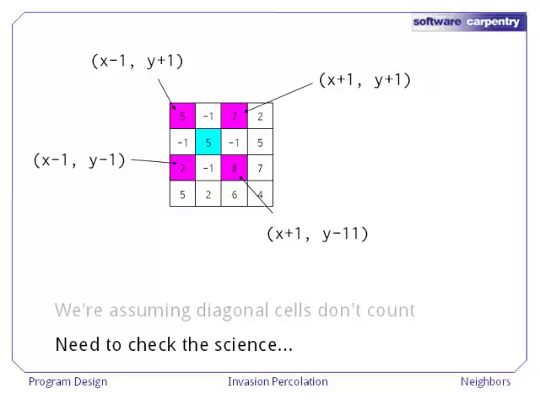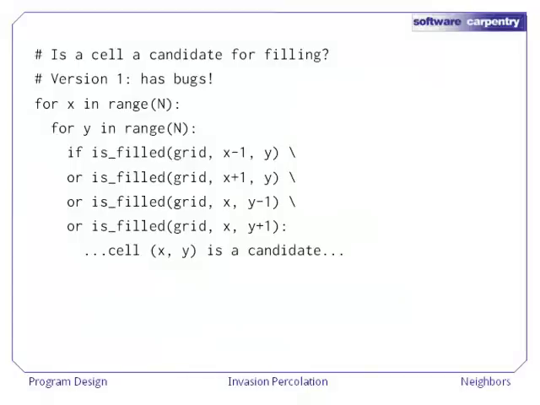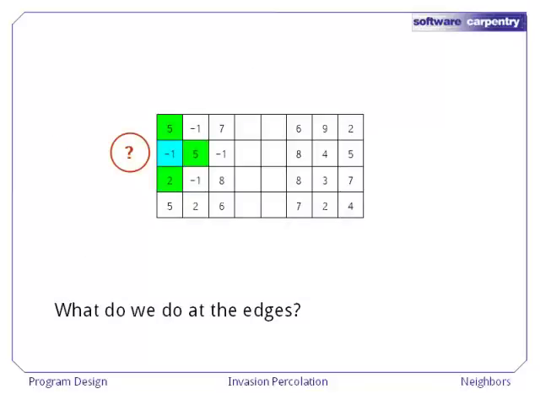Here's a piece of code that tests to see whether a cell is a candidate for being filled in. This version is buggy. For x in range n, for y in range n, if the cell to our left is filled, or the cell to our right is filled, or the cell below us is filled, or the cell above us is filled, then this cell is a candidate for filling. This code is buggy because it doesn't take into account what happens at the edges.